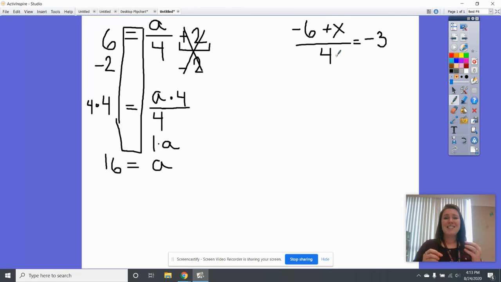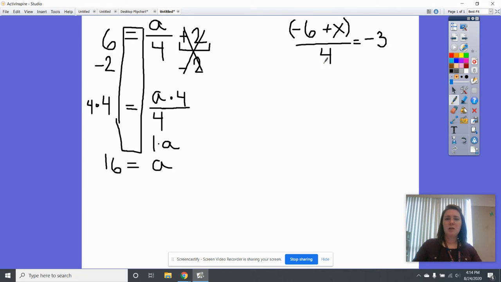Finally, which one is attached to the x and which one is kind of by itself? Well, in this case, this division symbol means these two are attached to each other. So we really can't do anything up here, this is the numerator of a fraction, until we get rid of this divided by 4. So first we have to get rid of the divided by 4. It's kind of down there by itself. It's not attached to the x.